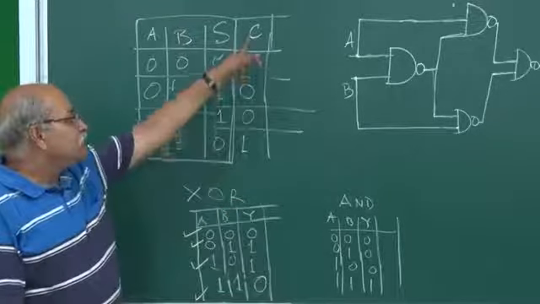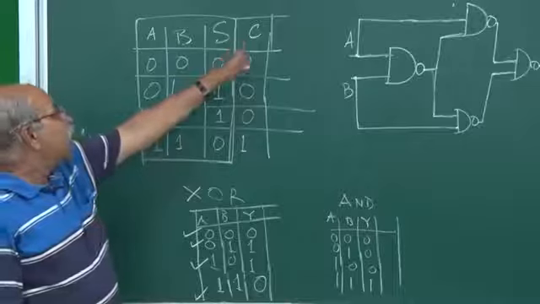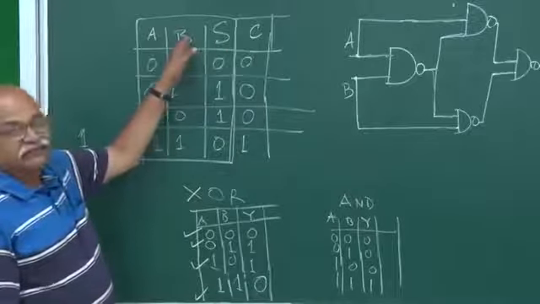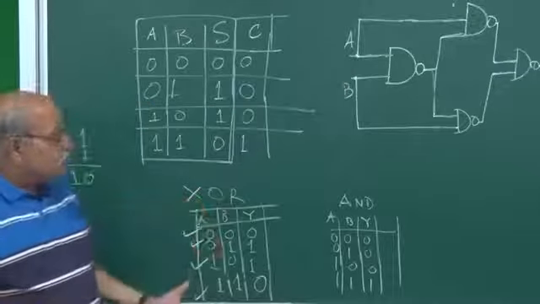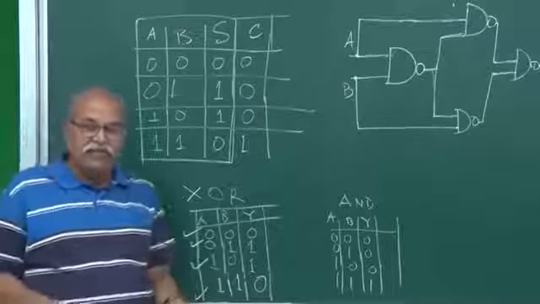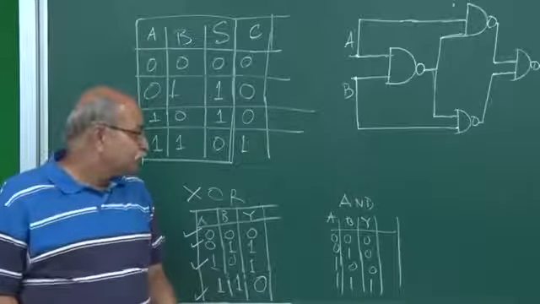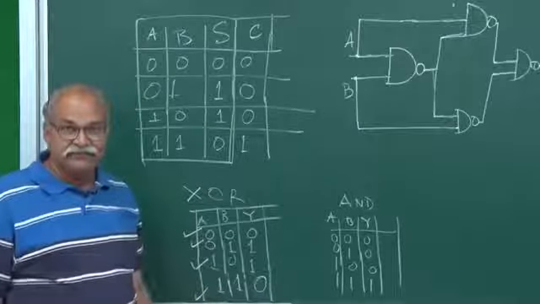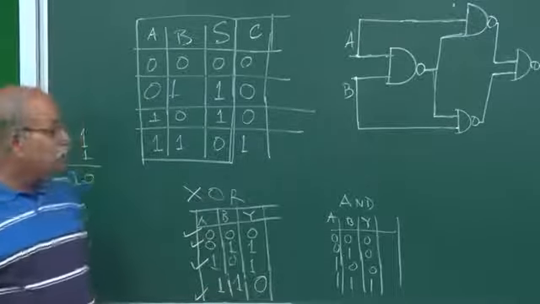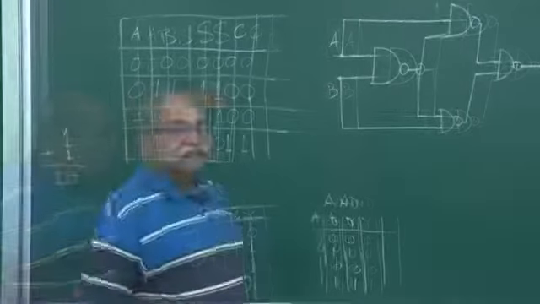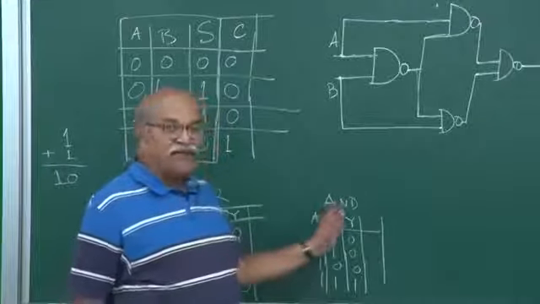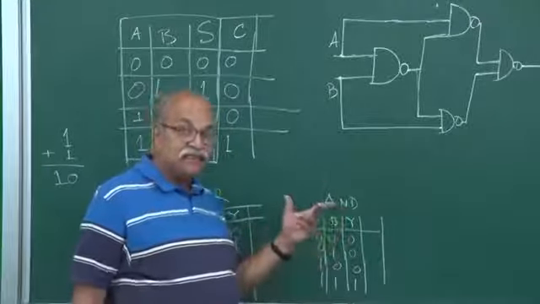The C is just AND of A and B, and therefore from this A and B you have to just feed this A and B into an AND gate, and that is it. Okay. And how do we create an AND gate from the NAND gate? Do you remember how you construct an AND gate from NAND gates?